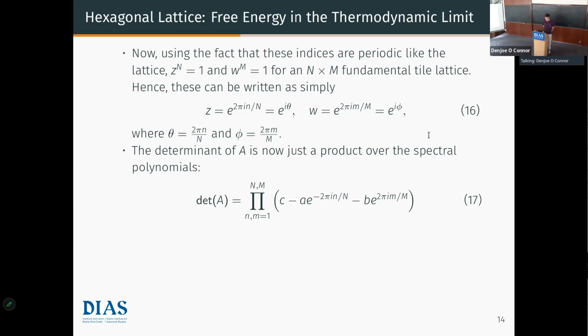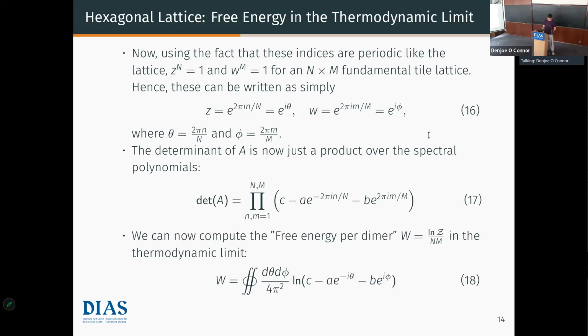And then the determinant of A now just reduces to a product over these spectral polynomials, which is quite nice because then we can get what's known as the free energy per dimer, which is the logarithm of the partition function divided by the number of lattice sites, or sorry, the number of dimers, in the following way. So it just reduces to an integral over theta and phi divided by 4 pi squared of the natural log of these spectral polynomials.